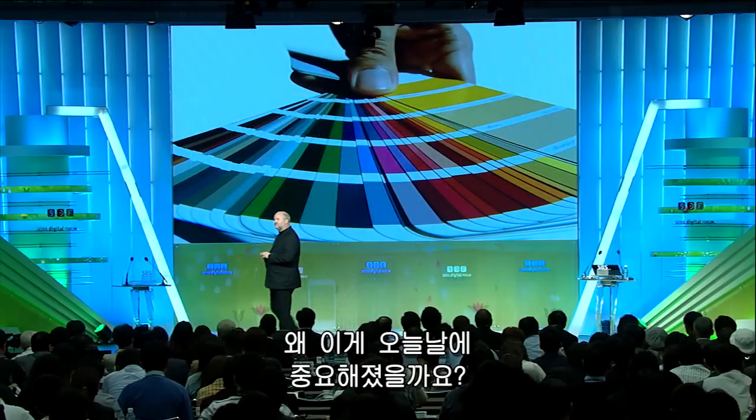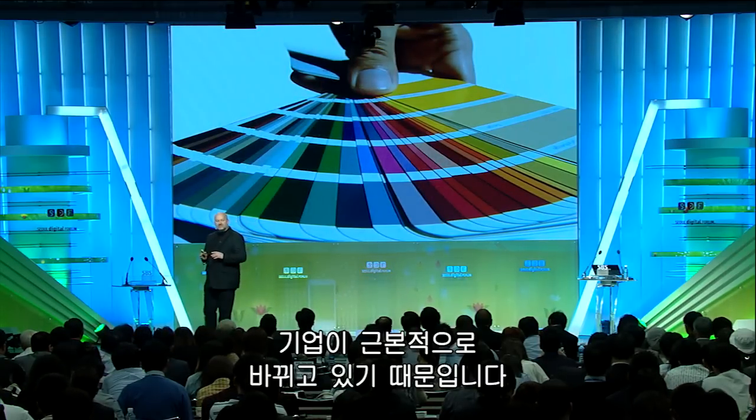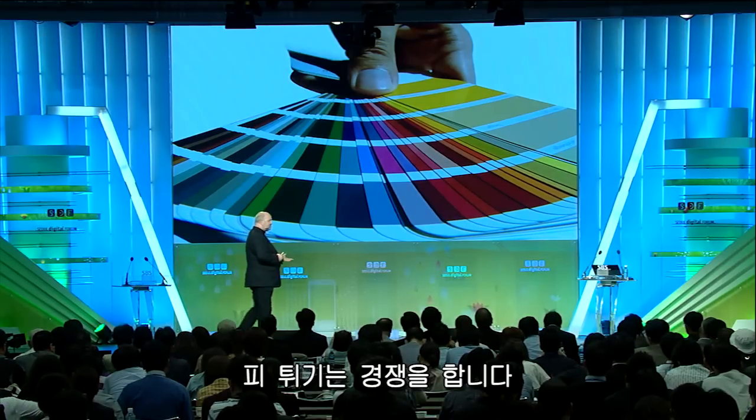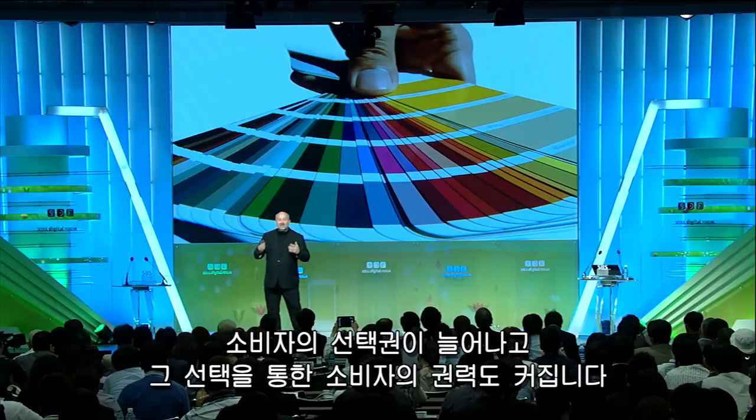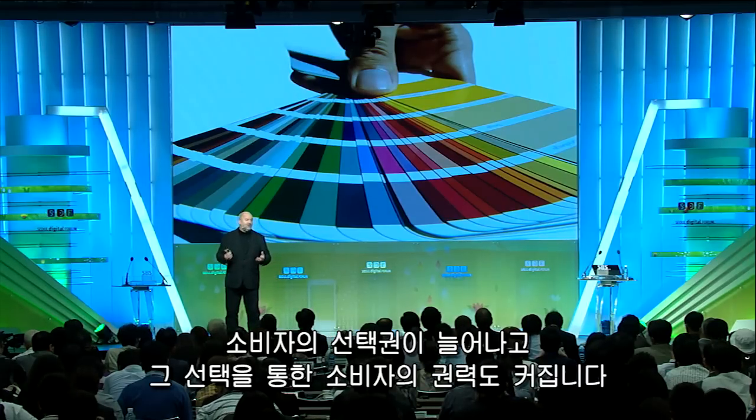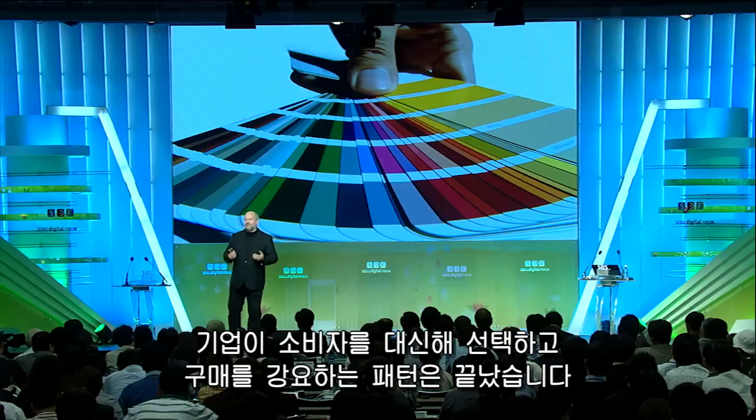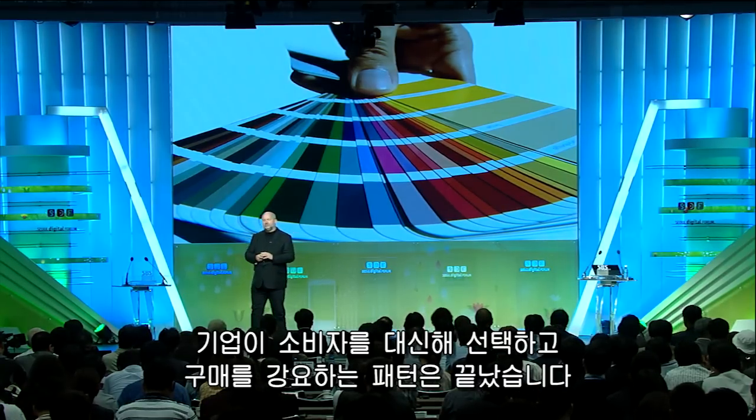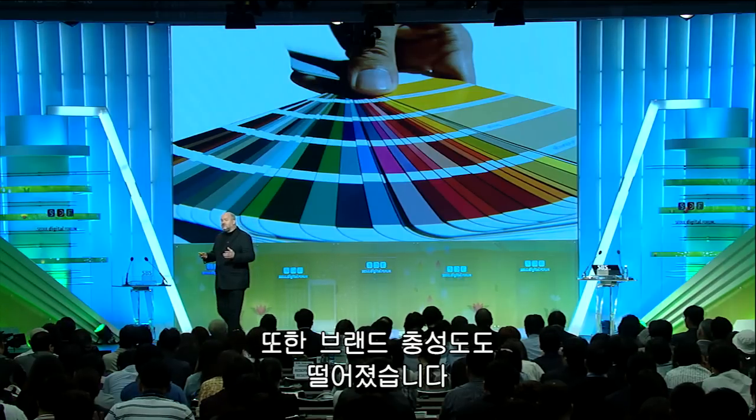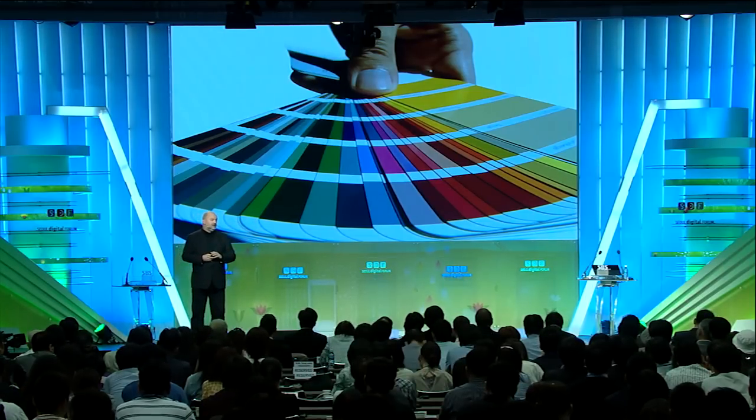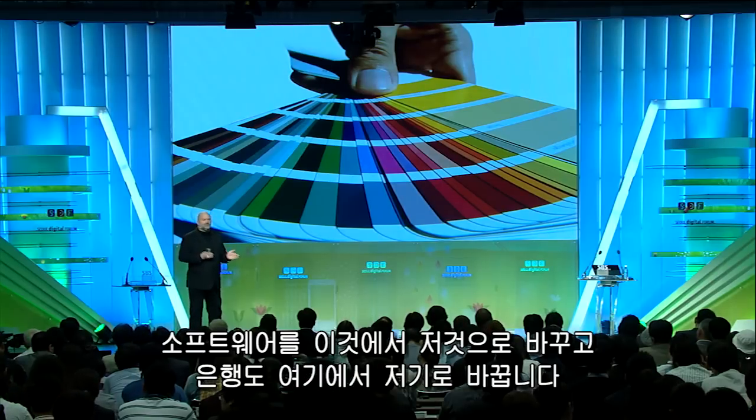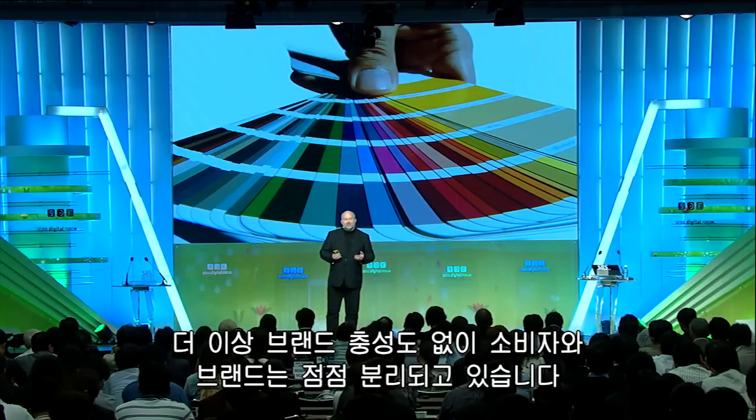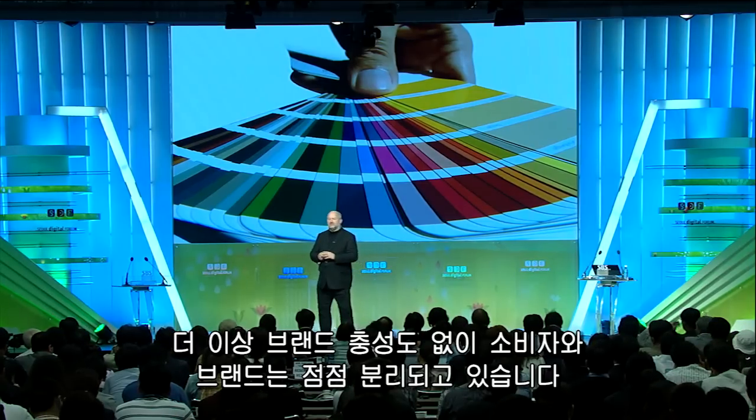Why is that actually so important today? I think because business is radically changing. There's an abundance of products in the market. There is murderous competition. There is increasing consumer choice and consumer power in that choice. Consumers decide what products to buy, no longer being actually part of a long cycle that a company forces you into. It's also decreasing brand loyalty. It is the case that you will switch from one piece of software to another piece of software, from one bank to another bank, because there's no loyalty towards those brands anymore, because customers feel increasingly disconnected from those brands.